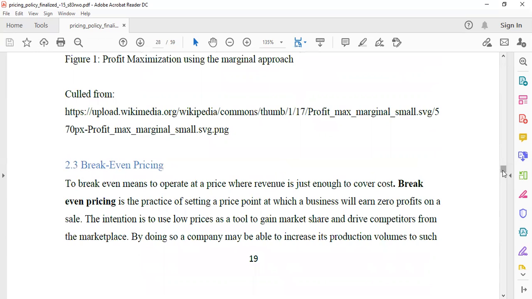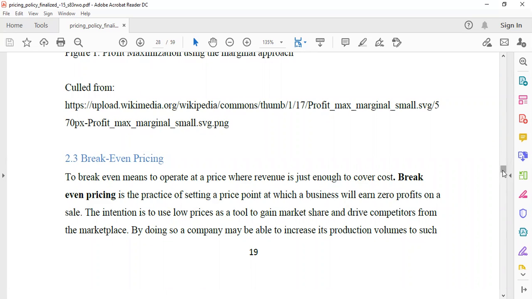Now let's look at the break-even pricing. First, the break-even point is a point in the pricing graph where an organization neither makes a profit nor incurs a loss. So the break-even pricing is the practice of setting a price at a point with zero profit or loss. So we can say that the break-even pricing is selling at total cost, such that you incur neither profit nor loss.